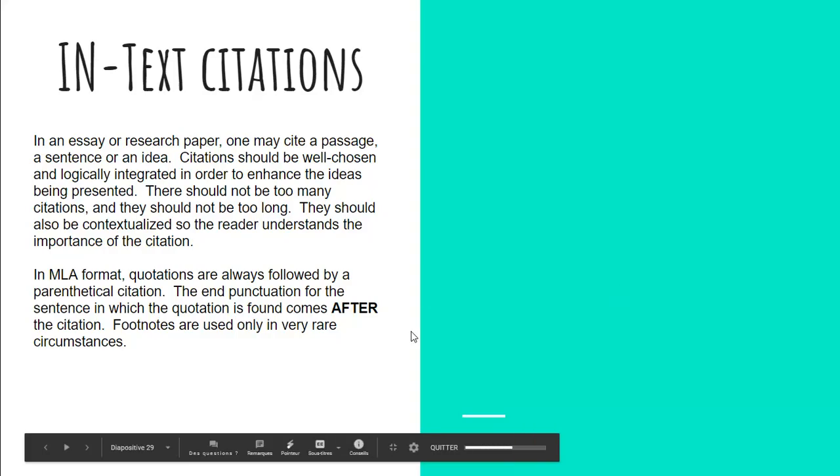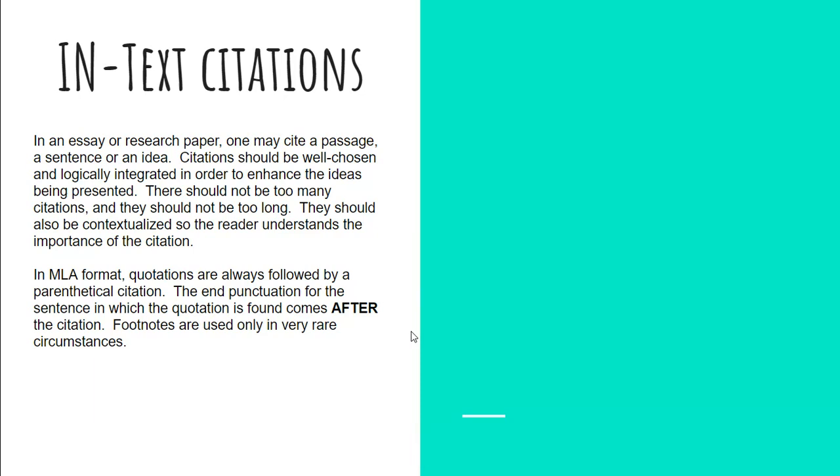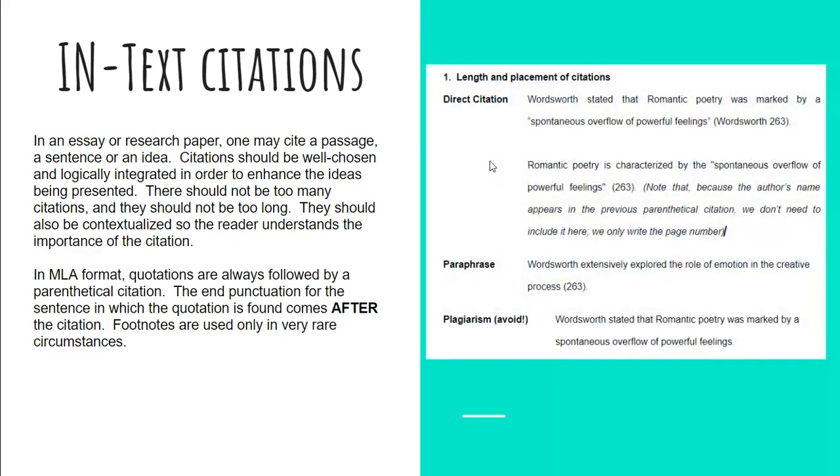Okay, now we're going to talk about in-text citations and how to tell your reader that you've borrowed words or ideas from someone else. So a direct citation is words that are directly taken from a source. These are put in quotation marks and they are followed by an in-text citation at the end. Paraphrasing is when you take an idea from a source and you put it into your own words. You still have to cite your source to tell your reader that you've borrowed this idea. You cannot borrow anyone else's words or ideas without the in-text citation.